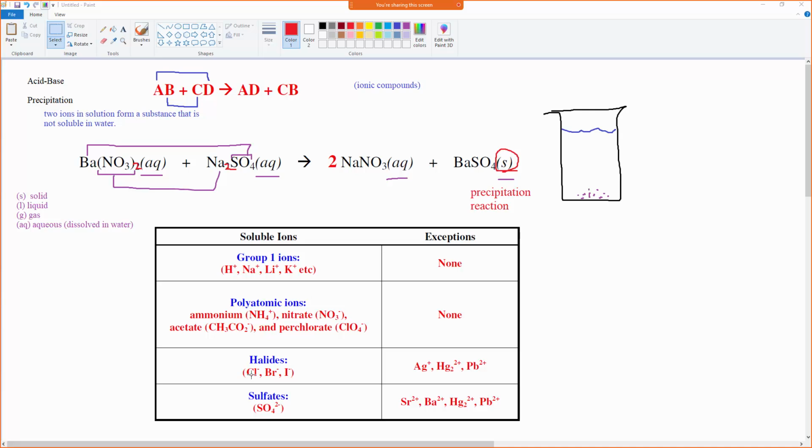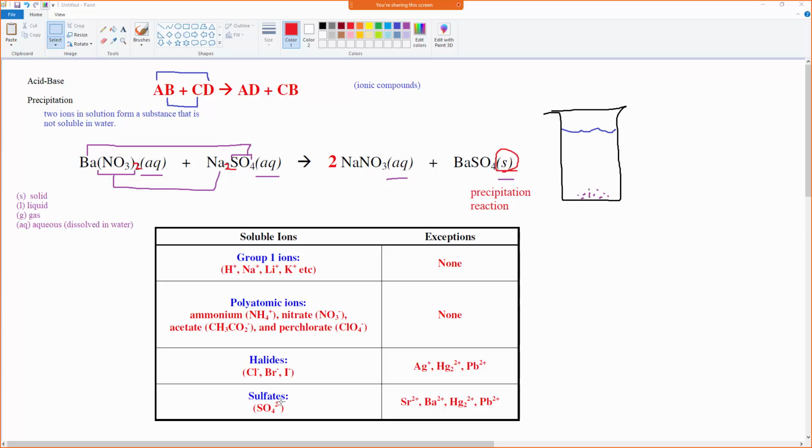These halides, chlorine, bromine, and iodide, chloride, bromide, iodide, these are considered to be very soluble, almost always soluble. These are the only exceptions, the only circumstances in which you would say that these ions would not be soluble. So if I have chloride with magnesium, you'd say, yep, that's soluble. But if I have chloride with silver, you'd say, no, that's not soluble.